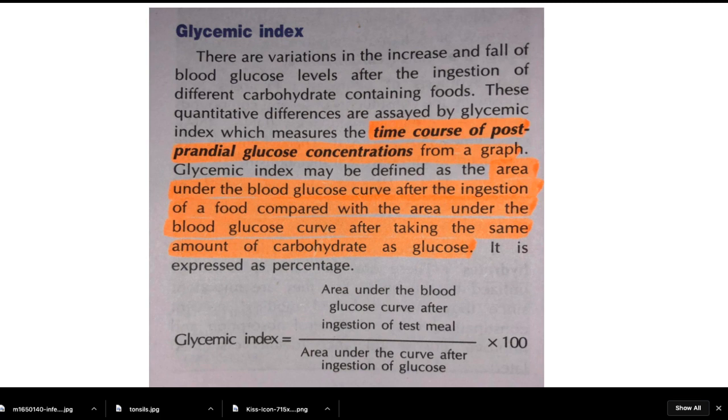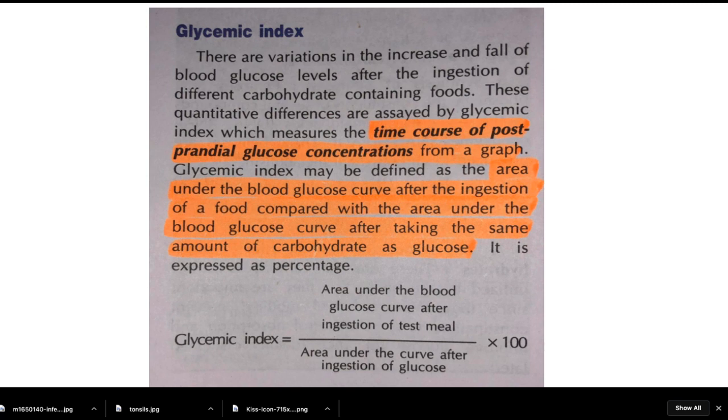So the glycemic index is a comparison. It's a graph comparison. There are variations in the increase and fall of blood glucose levels after taking food or different types of carbohydrate-containing food. If you take ice cream, these glucose values will be different when compared with your regular food. So these qualities differ accordingly.